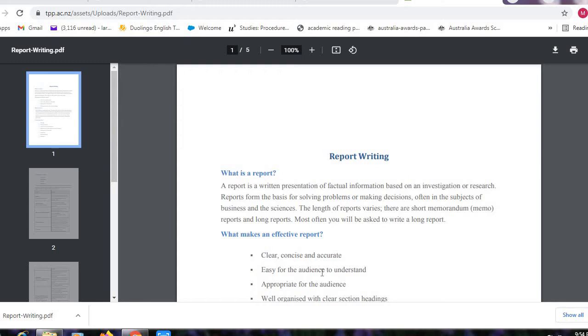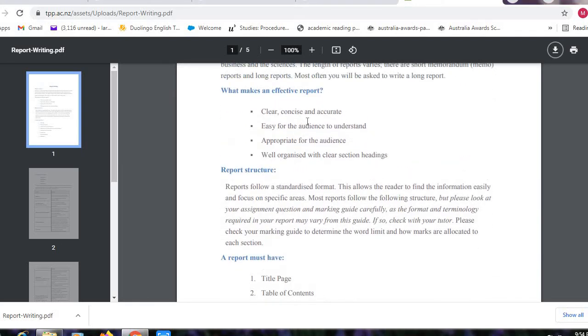What makes an effective report? First of all, it must be clear, concise and accurate, easy for the audience to understand and appropriate to the audience, and well organized with clear section headings.